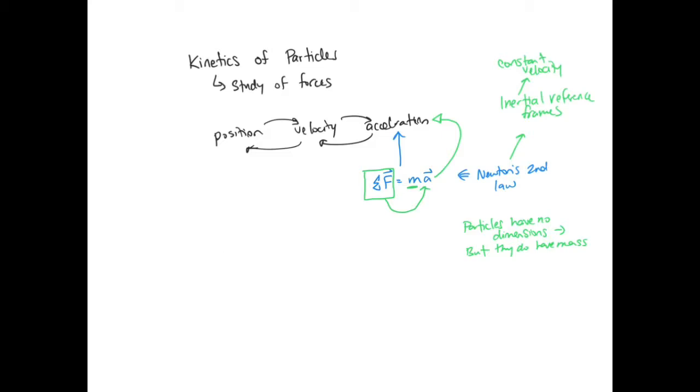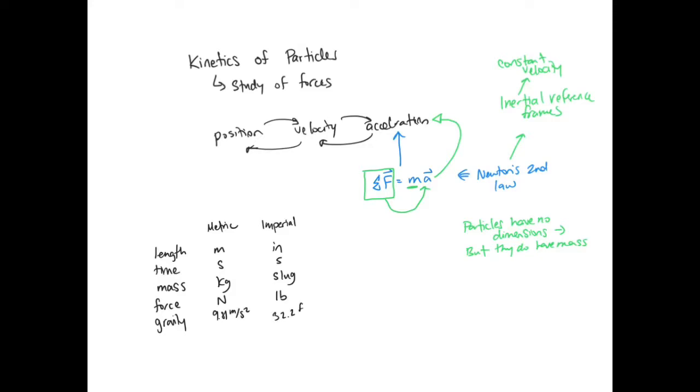So it's really important in kinetics that your length is in meters or inches. So this would be imperial units, and this would be metric. Your time should be in seconds always. Your mass should be in kilograms for metric or slug for imperial. And your force should be in newtons for metric and pounds for imperial. And then your gravity is 9.81 meters per second squared or 32.2 feet per second squared.